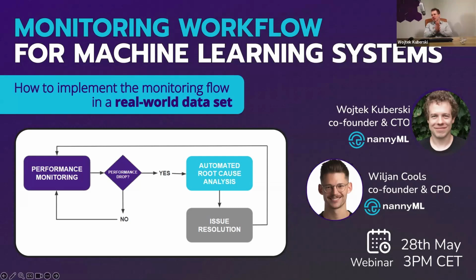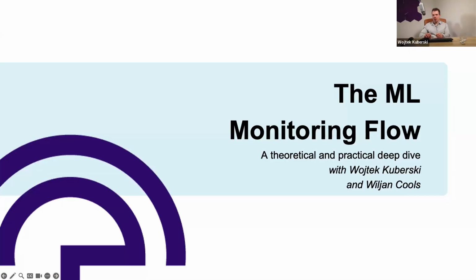All right, so let's get started. As you already know, today we're going to talk about how to build a monitoring workflow for machine learning systems that are already running in production. We're going to start with an overview at a very high level, maybe going to a middle level at some point, describing how to do it. And then William's going to give a demo of how it actually works on a real world data set.